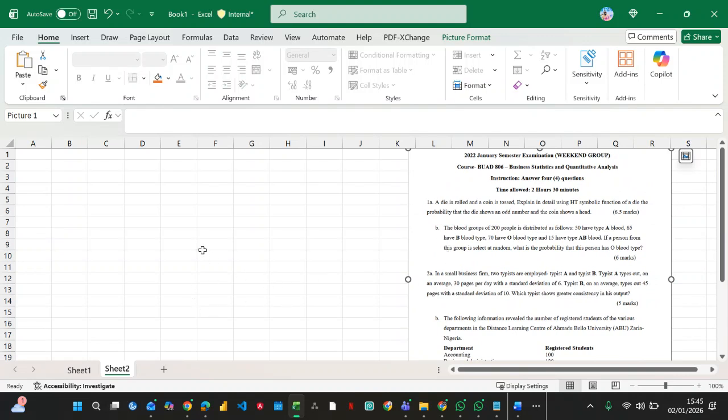See, in a simple business, two typists are employed, typist A and B. Typist A types out on average 30 pages per day with a standard deviation of 6, while typist B on average types out 45 pages with a standard deviation of 10. Now, which typist shows greater consistency in his output?